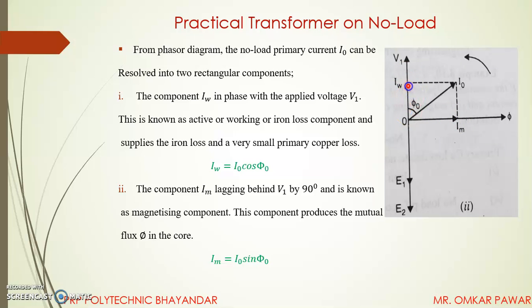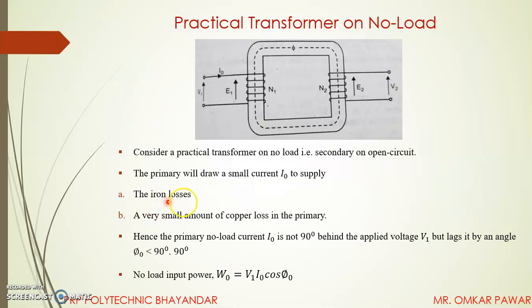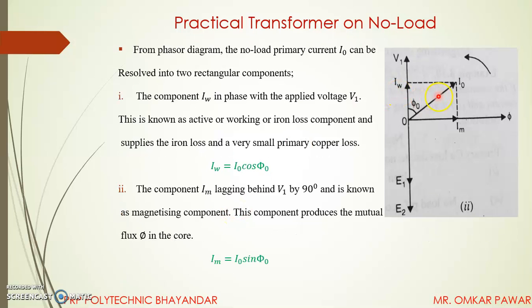So both Im, the magnetizing current, and the watt component give the no load current I0. From the phasor diagram, the no load primary current I0 is the total current which supplies the iron losses and copper losses. So I0 will supply iron losses and copper losses.